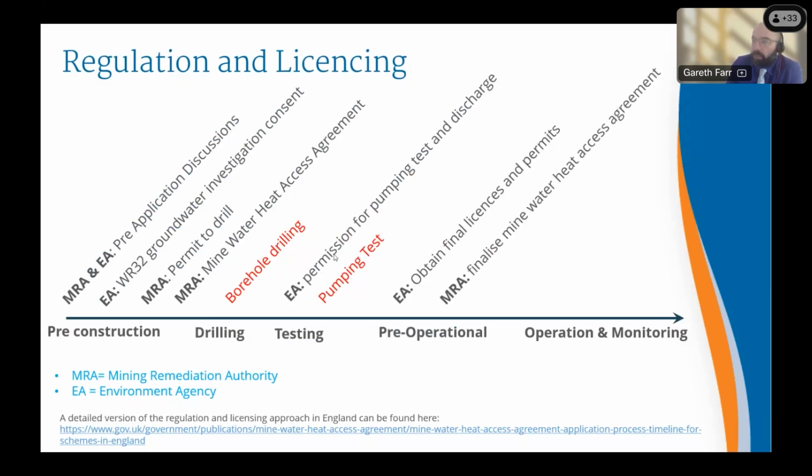And then hopefully once you get to the end, and I should say this is a very simplified timeline, you're up and running, and then you've got your ongoing monitoring, which needs to be reported back to the environmental regulator and ourselves. And hopefully you're just in a nice, happy place of operation in a nice, stable, sustainable manner. So that's the dream, and that's the process, and you can find out a lot more detail below about that.